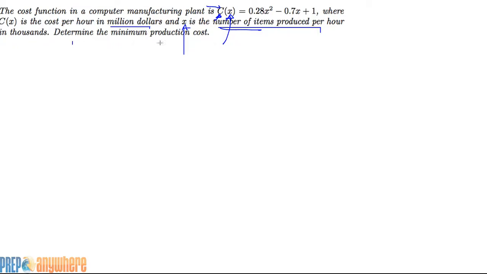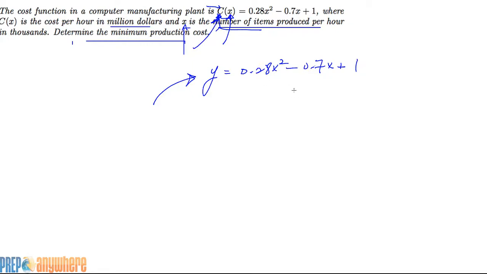Determine the minimum cost. So let me actually write this as Y. It says determine the minimum cost, which means determine the minimum value of the C, which is the same thing if you put it in this way, find the minimum value of Y, which is the same thing as finding the vertex of this.